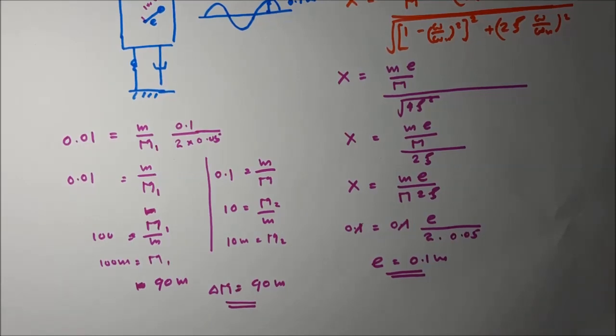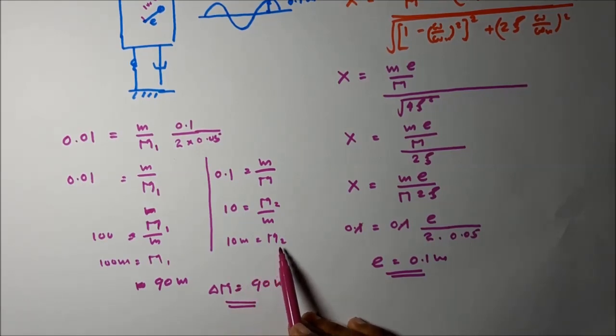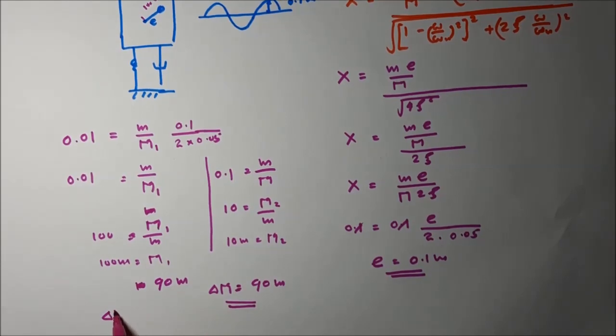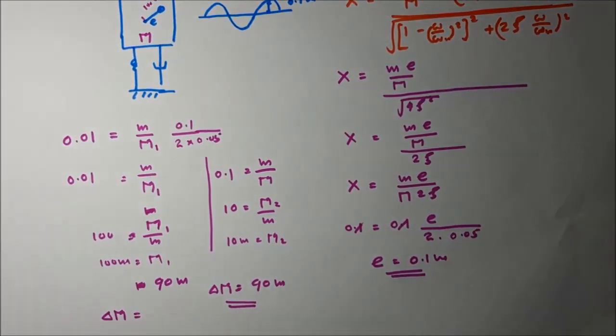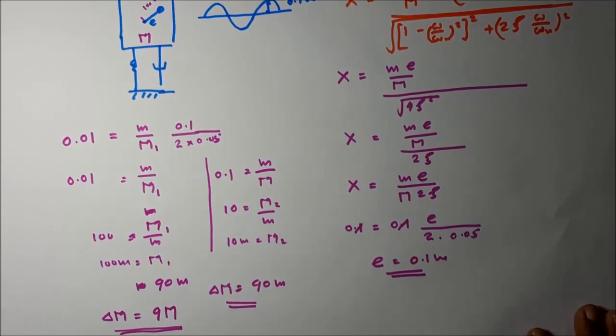As a ratio, considering the overall mass, the delta m mass is equal to 9 times the m mass. Okay, 9 times m mass is the answer.